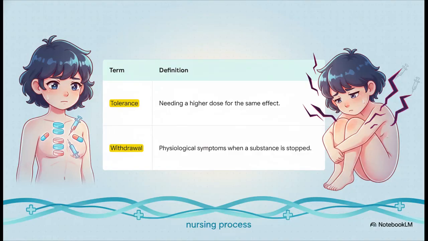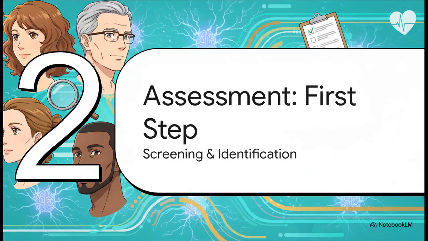Now, when we talk about those physical effects, there are two huge concepts you'll see all the time: tolerance and withdrawal. Tolerance is when the body adapts, right? It needs more of a substance just to get the same old effect. And withdrawal, that's the body's often painful reaction when the substance is stopped. Both of these are key signs of physical dependence. Okay, so let's move on to the first step in the nursing process and see how this all builds.